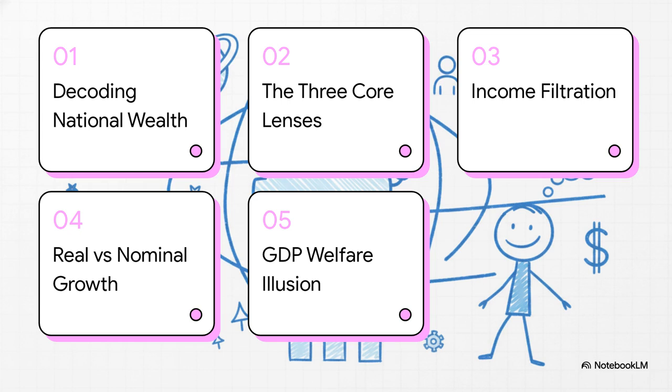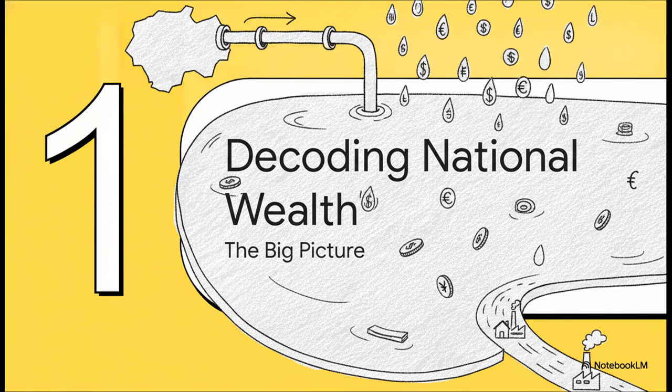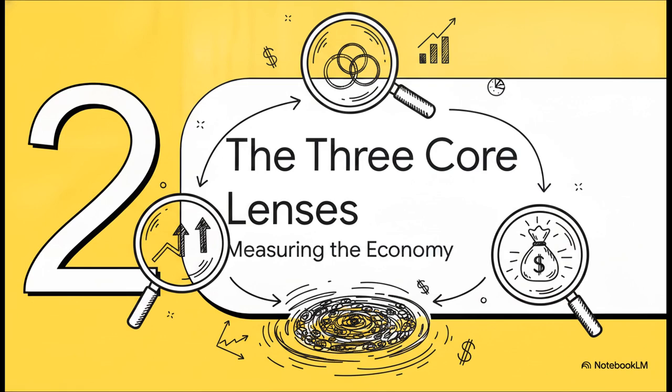We're going to decode national wealth, check out the 3 core lenses used to measure the economy, follow the money through the income filtration pipeline, unpack real versus nominal growth, and finally, expose the GDP welfare illusion. Starting off with Section 1, Decoding National Wealth, the Big Picture. And Section 2, the 3 core lenses, Measuring the Economy.